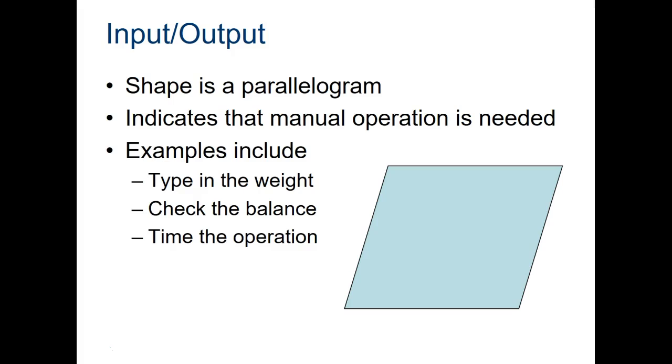Input and output, this is a parallelogram, so it's kind of slanted. This indicates that something manual is needed. It's asking for some sort of input from the user, or it puts out some information. It has some output that would go out to, say, a printer or something like that. So you might ask it to type in a weight or enter a balance number or capture a time from an operation. Okay, so you're looking at some sort of value that you're either capturing or sending out.